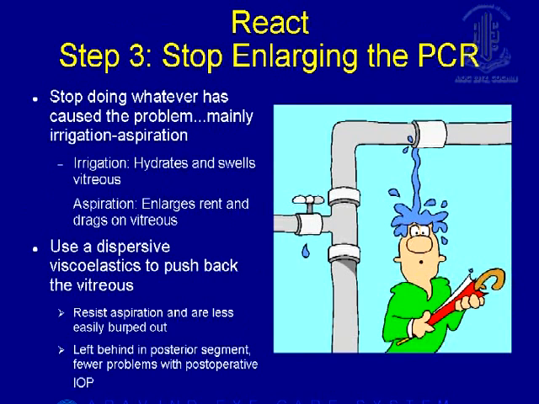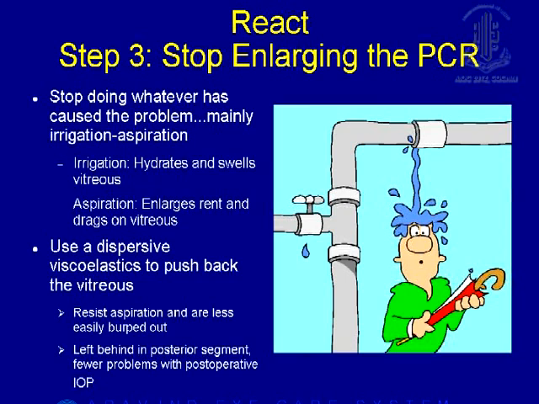So the third important thing is to react. The reaction will go for the next 7 steps. So the first thing we should do is stop doing whatever has caused the problem. For example, if you are irrigating with your phaco or an irrigation aspiration cannula, stop the irrigation. That is the most important thing, because once you start irrigating into the vitreous, it hydrates and your problem becomes worse and worse. If you are aspirating, again stop that aspiration, because it enlarges your rent and it drags on your vitreous. So vitreous can come into the anterior chamber or into your tunnel and things like that.